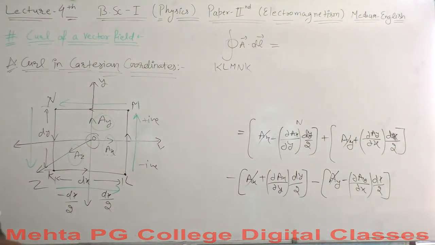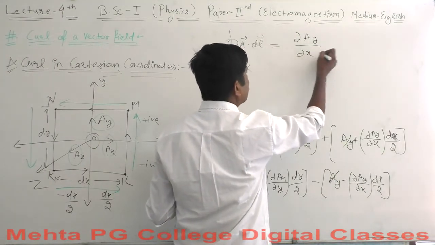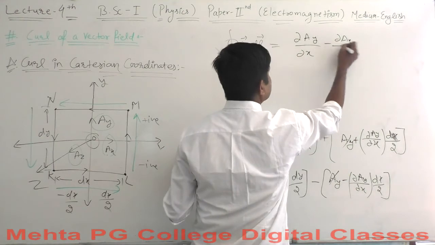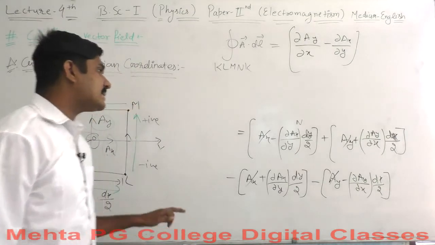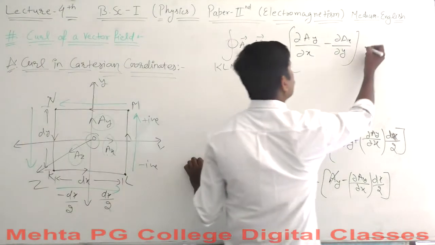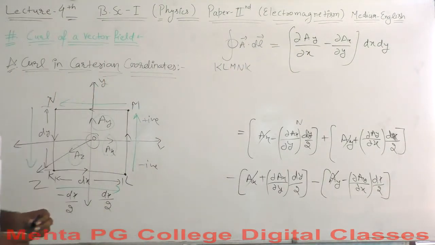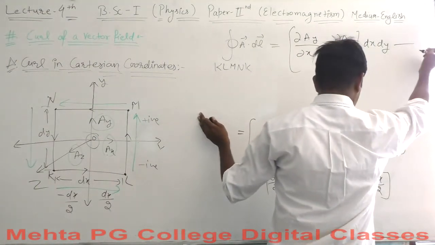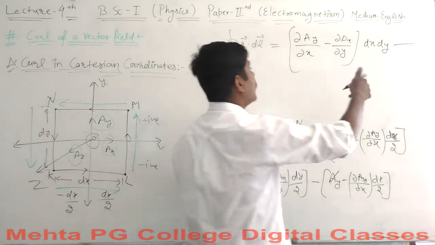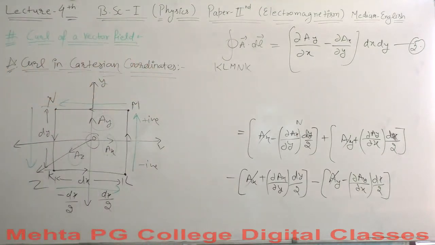The result would be curly ay over curly x minus curly ax over curly y multiplied with dx dy. So this will be the result here, but this is the rotation. So what number of equation is it? It is equation 5, you say. This is equation 5 here. So keep it in mind, equation 5.